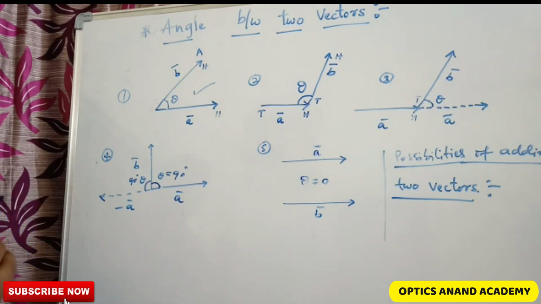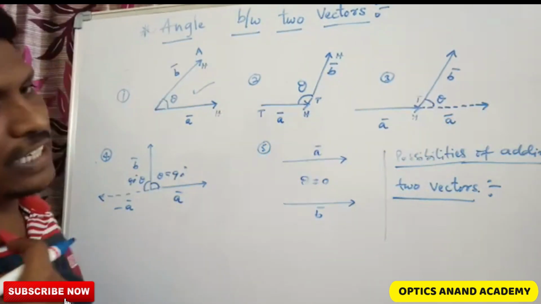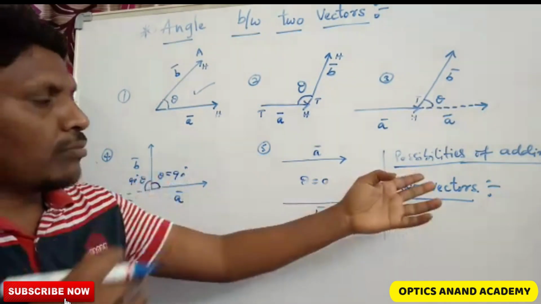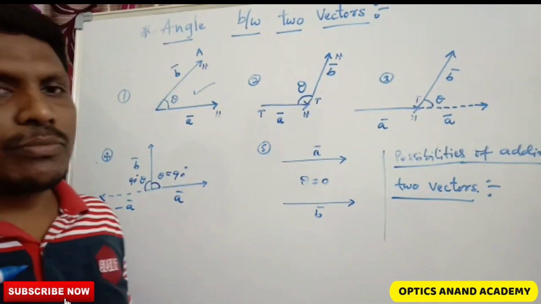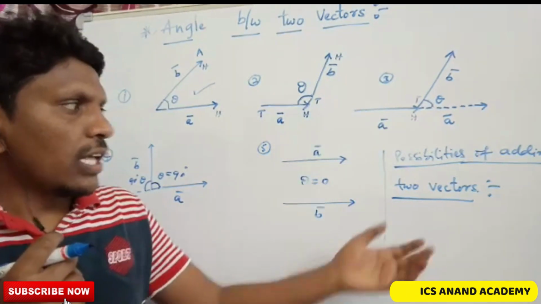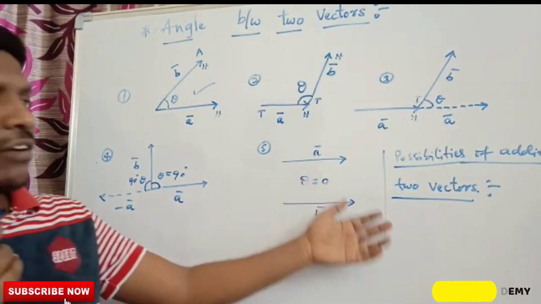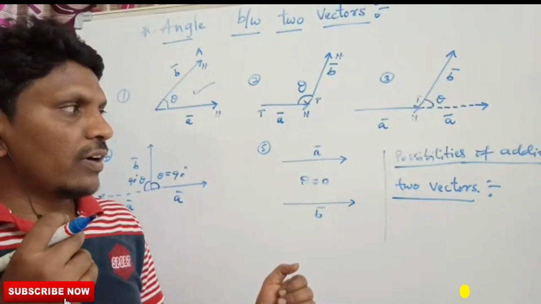To find the angle between two vectors, we need to know some possibilities of adding two vectors. What are the possibilities of adding up two vectors? We already discussed the addition of two vectors. It is of three types: triangle law of addition, parallelogram law of addition, and polygon law of addition.